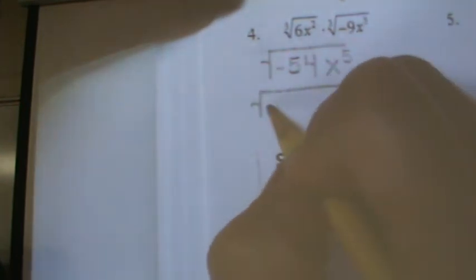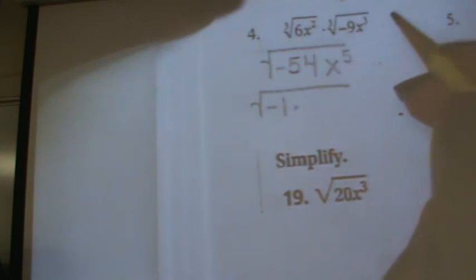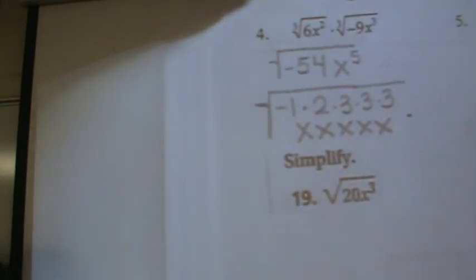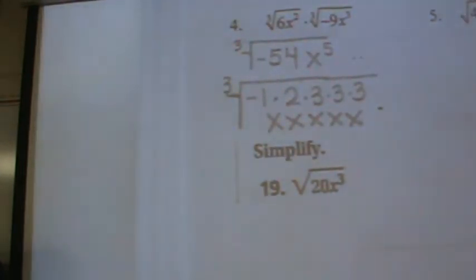Okay, I need to break negative 54 up into what? Negative 27 times 2, which is negative 1 times 2 times 3 times 3 times 3. And then we have 5 x's: 1, 2, 3, 4, 5. This is the visual. If you're a visual person, you may need to do this. If you can do the shortcut, then go for it. So what's gonna come out? I know that, see this 3? We're looking for 3 of a kind, right? So group up 3 of a kind.